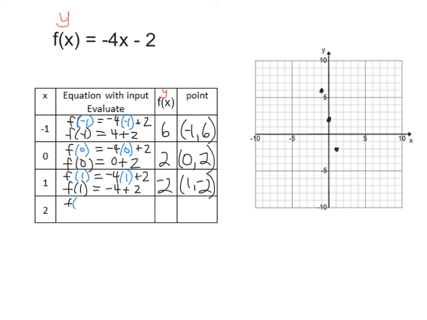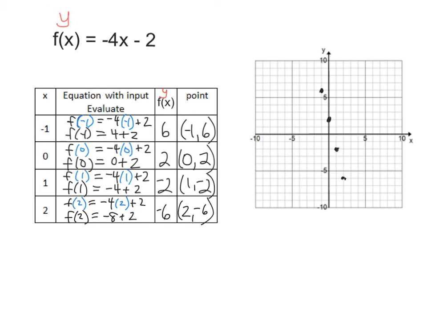F of 2 for an input equals -4 times 2 plus 2. Following the order of operations, when we simplify, f of 2 is -4 times 2, which is -8 plus 2. -8 plus 2, well, that's -6. And therefore we have a point 2 comma -6. And we will make sure that 2, -6 is right in line, and it is.